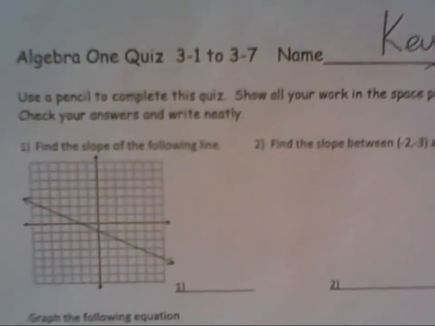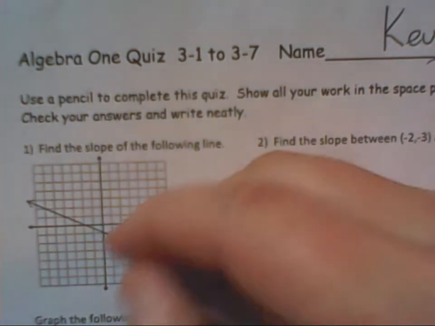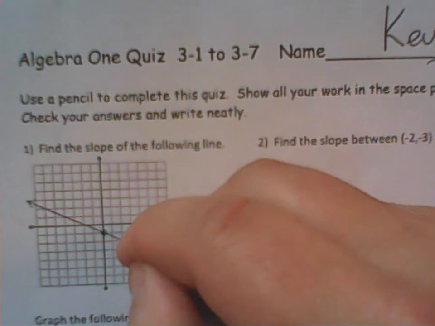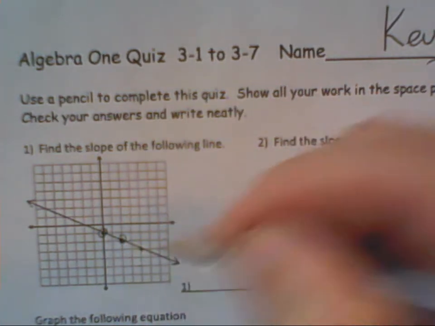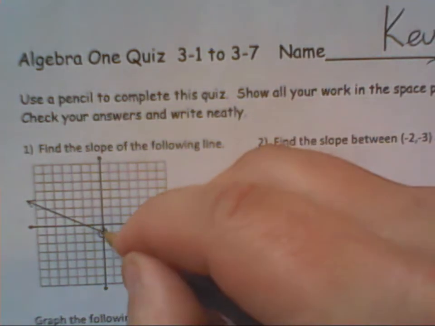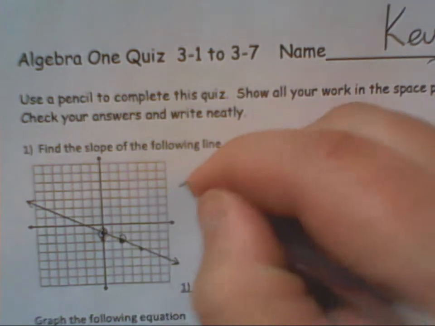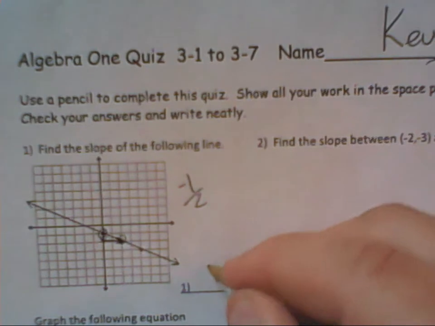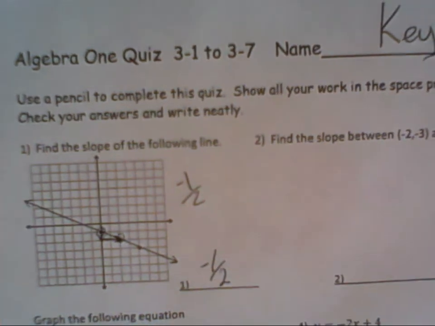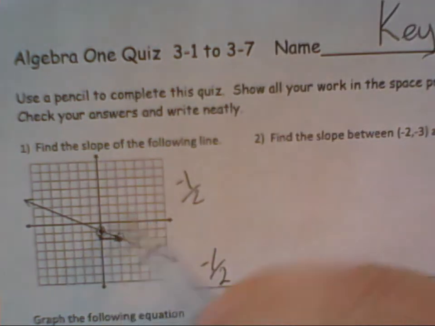Starting with number 1, 1 and 2 are both finding the slope, and number 1 they give you a graph, and you can use any point on the graph. Say I start with this point and I go to this next point. The rise over the run will tell me the slope. So I'm going to rise by going down 1, which is -1, and run 2. And so the slope is -1/2. You can tell it's negative because it's going downhill. If the slope was positive, it would be going uphill.